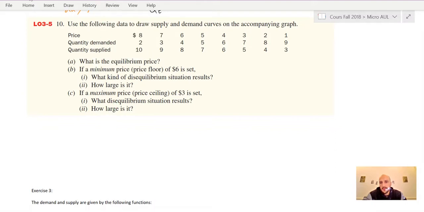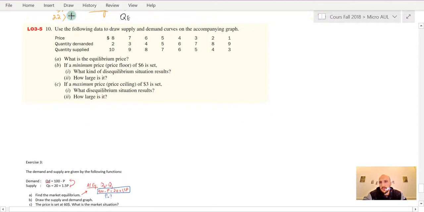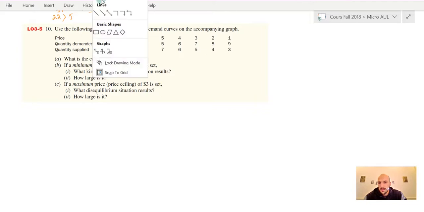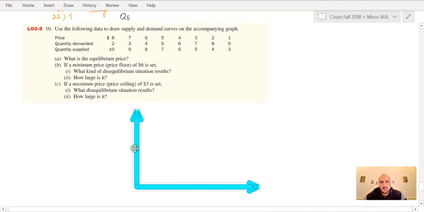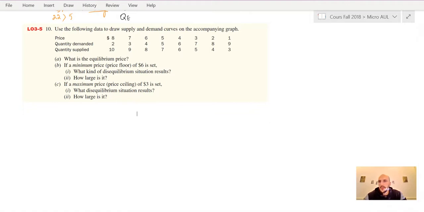So first of all, let us start by drawing. I will make a bit more space here. So we start by drawing the graph, for example here the two axes, and I will try to change the color. Okay, so I have a little problem. I will try again.